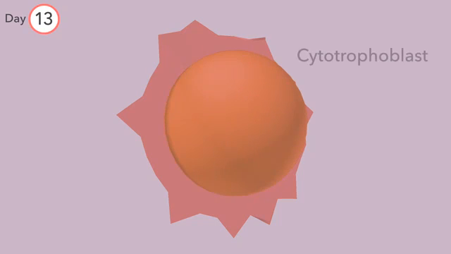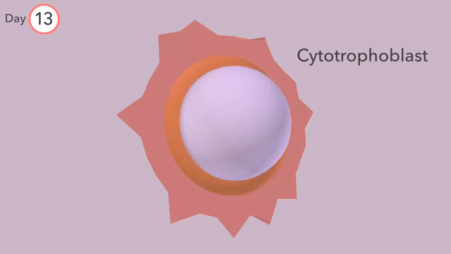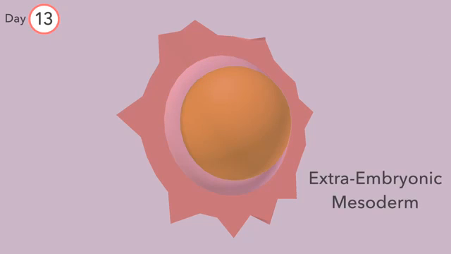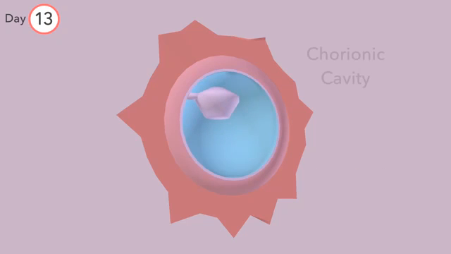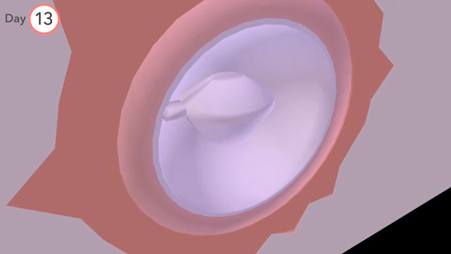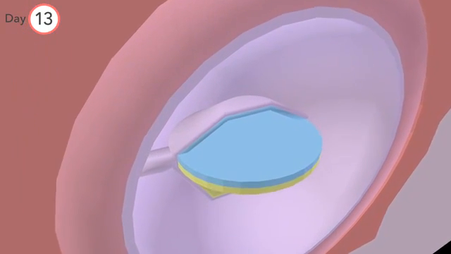Next is the cytotrophoblast, followed by extraembryonic mesoderm, inside of which is a space known as the chorionic cavity. Sitting in this cavity and also surrounded by extraembryonic mesoderm is the developing embryo, the parts of which we'll discuss next.